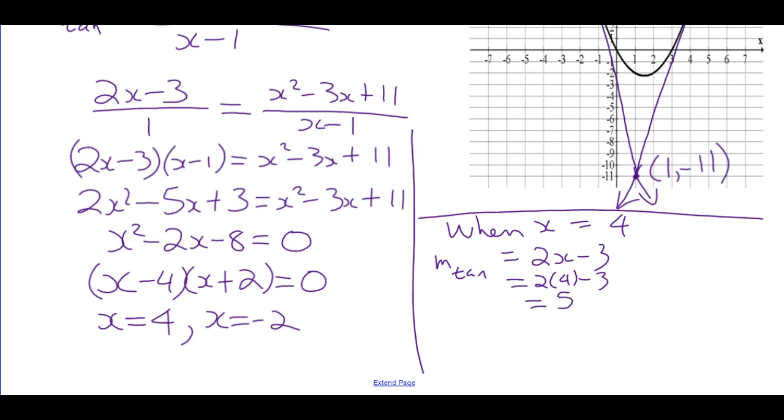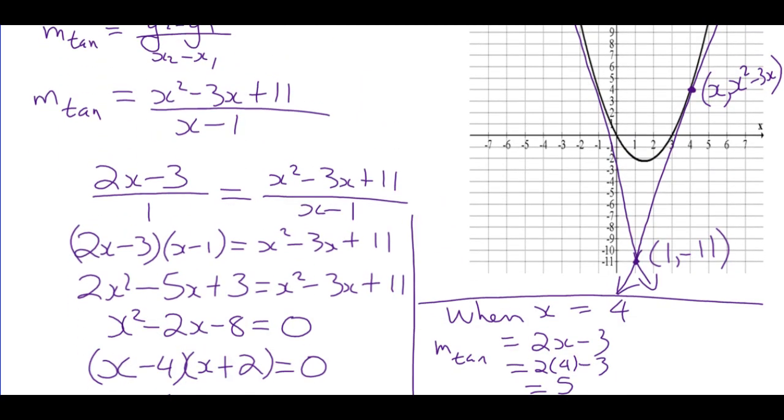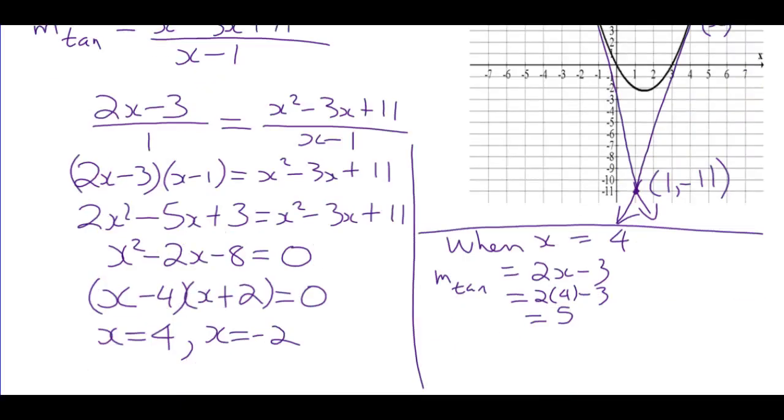Okay, you got the slope of the line. We need a point on the line. So should we use the point 4 and whatever that works out to, or should we use the point 1, negative 11? Let's just use the point that's there. What's the point of using the other one? Not much.